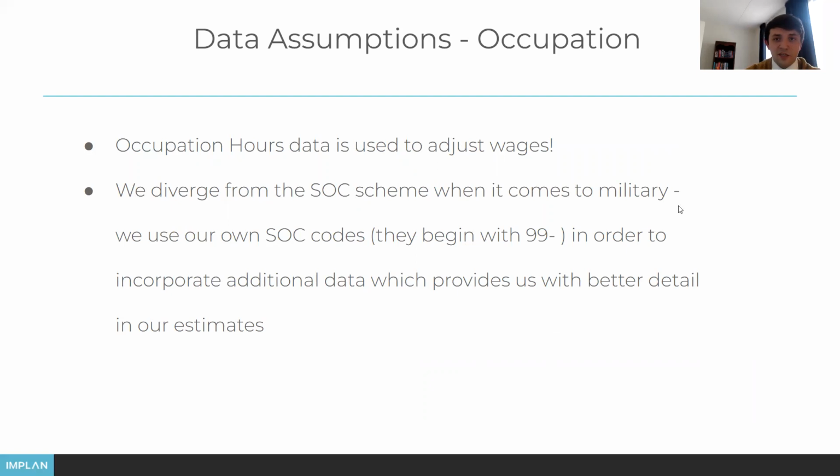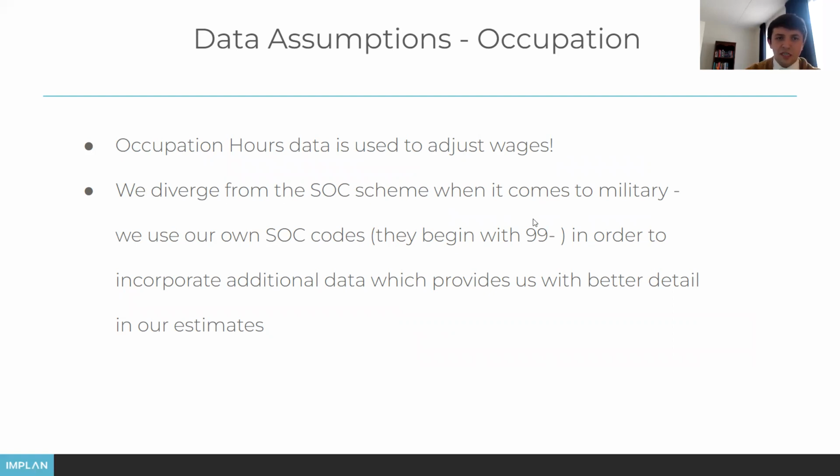Occupation hours data is also used to adjust wages. So for instance, we want to make sure that someone who's only working part-time is only going to get the pay for part-time work. Source data for occupation data does typically tend to include an assumption that people work 40 hours a week, 52 weeks a year. So we kind of want to correct for that.